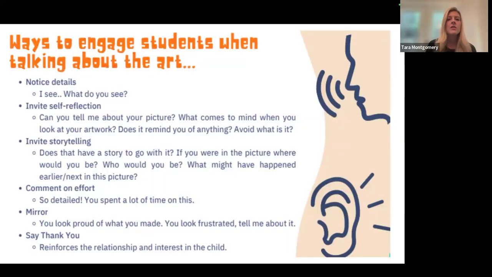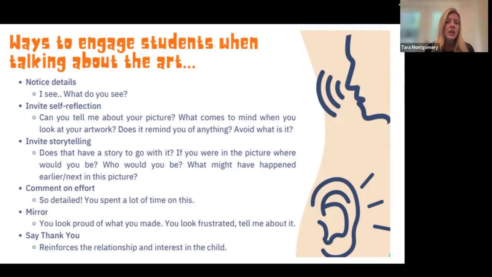Ways to engage our students when talking about art. So notice the details, because our students work really hard on their art, and a lot of the times they take it very seriously and they want us to notice the details, right? They want us to talk about how hard they worked.